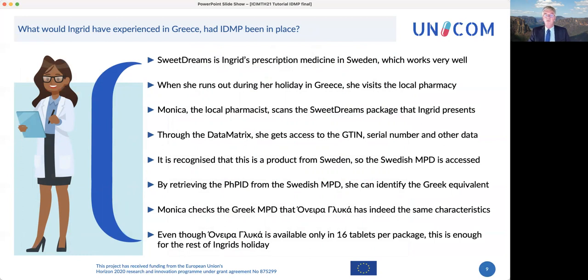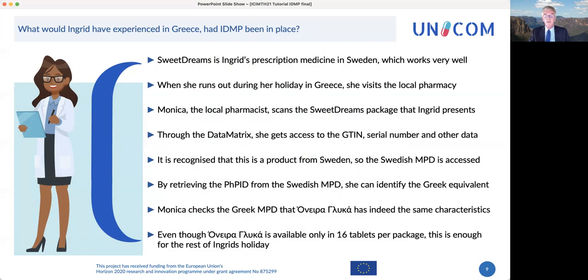Of course, as we said, Sweet Dreams is Ingrid's prescription in Sweden. It works very well. And when she goes to the pharmacy in Greece on her holiday, actually the local pharmacist should have been able to scan the data matrix on the package that Ingrid brings and assess from that what the PHPID of that product is. That's probably stored in the Swedish MPD because the data matrix shows that it's a Swedish product. So you navigate to the Swedish MPD, get the PHPID from that product, and then go back to your Greek medicinal product dictionary and actually find out, well, what's our Greek equivalent? Is there a Greek equivalent of Sweet Dreams on the market in Greece? And it turns out that that's Onara Glika.